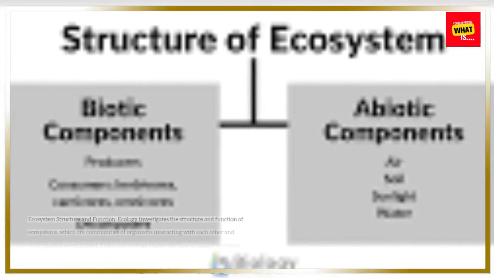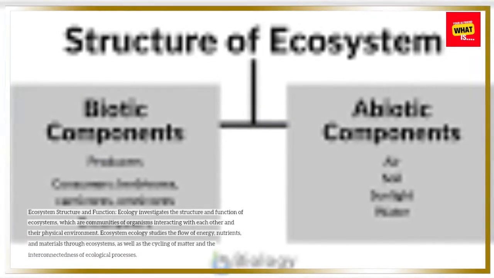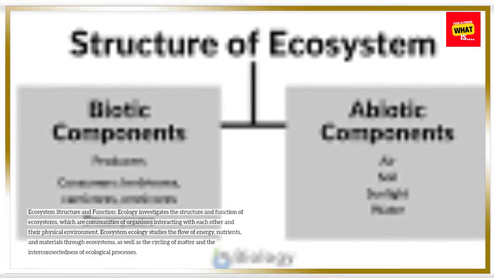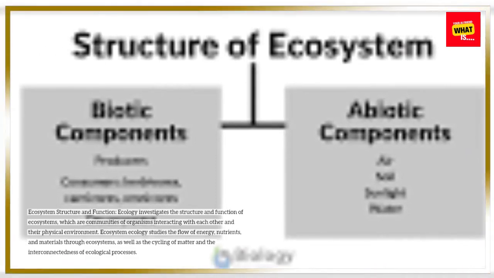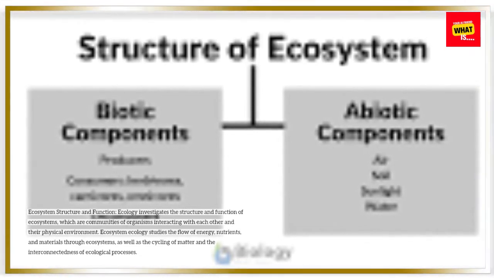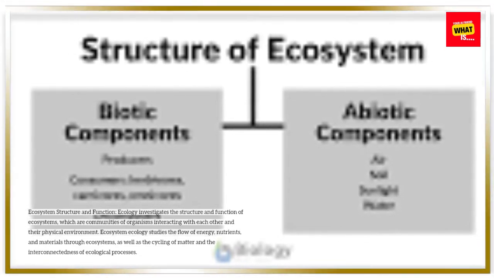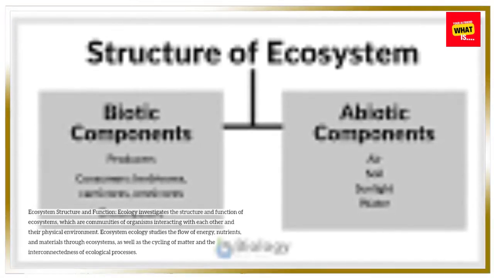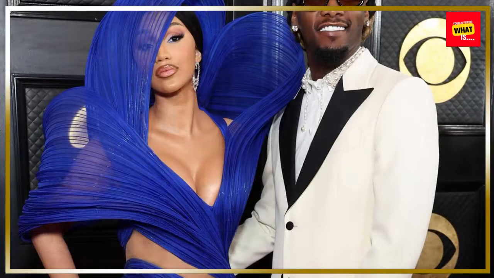Ecosystem structure and function. Ecology investigates the structure and function of ecosystems, which are communities of organisms interacting with each other and their physical environment. Ecosystem ecology studies the flow of energy, nutrients, and materials through ecosystems, as well as the cycling of matter and the interconnectedness of ecological processes.